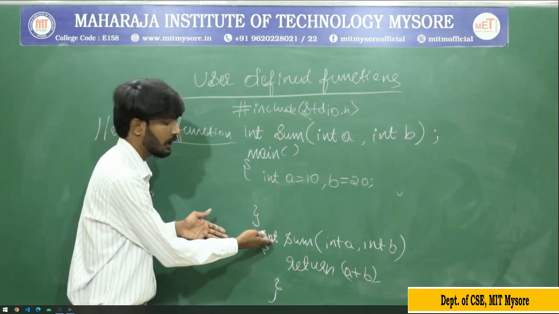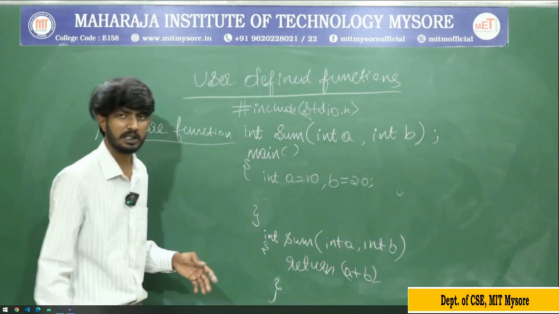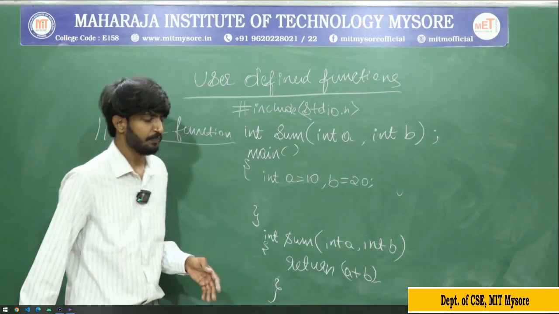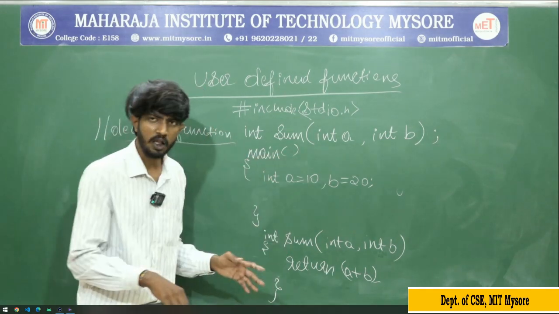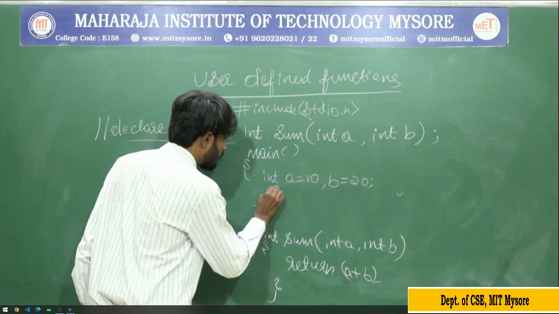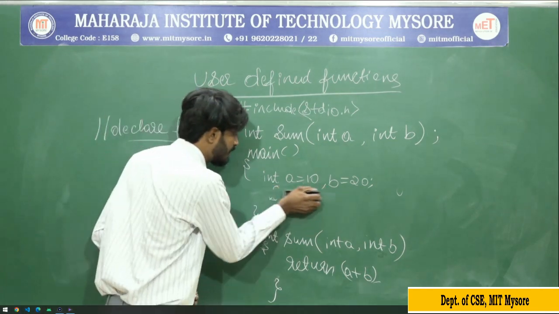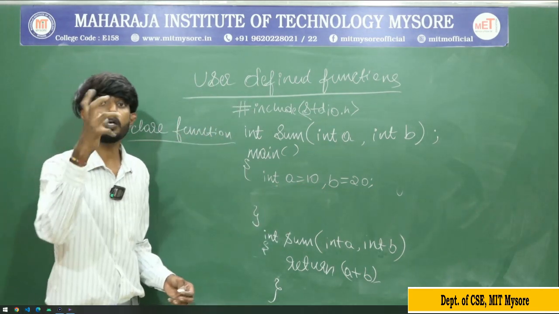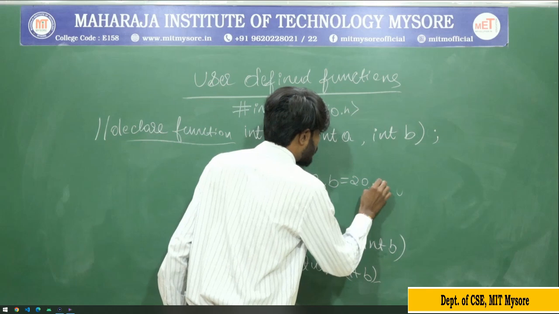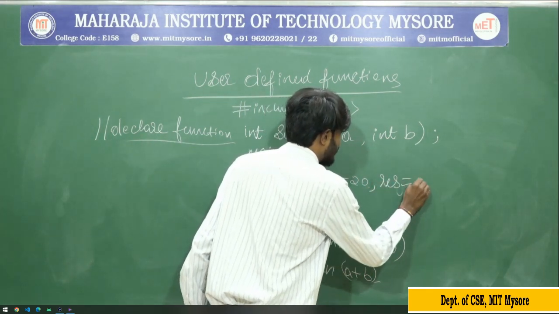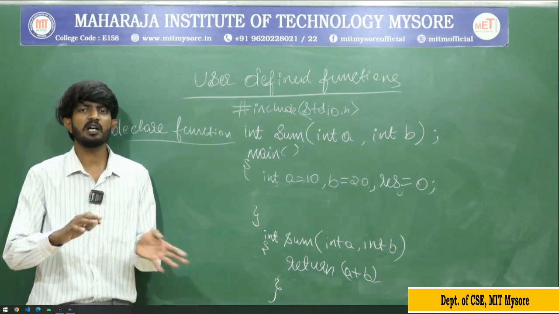I have written the function: the return type is integer, the function name is sum, and I have used two parameters, int a and int b, and it will return the data. So first I need to call this function. To call this function, you need to call the name. Since we are returning the data, we need to hold that returned data. So that's why you need another variable, that is the result variable. I will initialize that to 0. Initialization is a good practice.